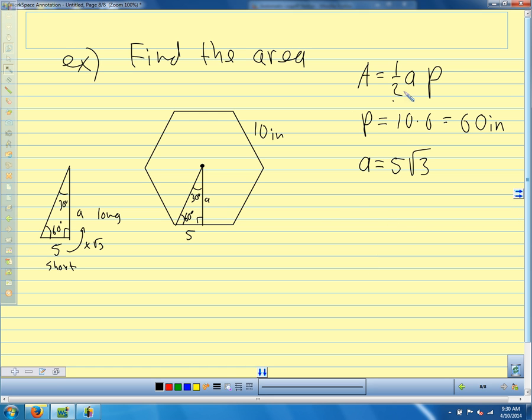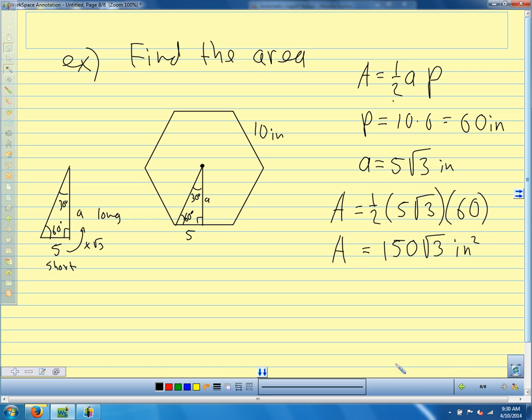And now I can plug my numbers into my formula. The area, and that would be in inches. The area equals 1/2 5 square root 3 times 60. 5 times 60 is 300. I can multiply outside the square root. 5 times 60 is 300. Half of 300 is 150. So I get 150 square root of 3 inches squared. So for a hexagon, all I need to know is the side length, and I can find the area by using special right triangles.